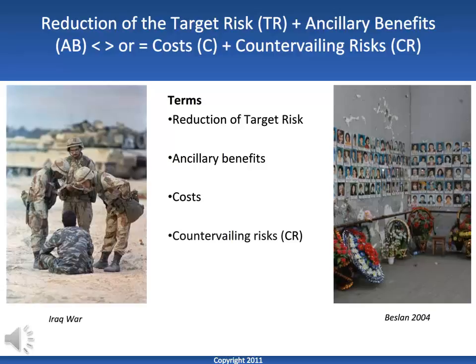So, reduction of targeted risk. Reduction of targeted risk is reducing the threat. That is, reducing the threat is the primary goal of the action. Hence, if we think about Iran in 2015 and their nuclear capabilities, the threat reduction is reducing Iran's capability to develop a nuclear weapon.